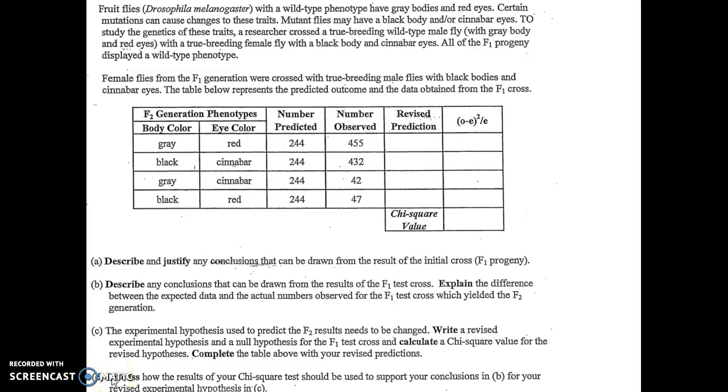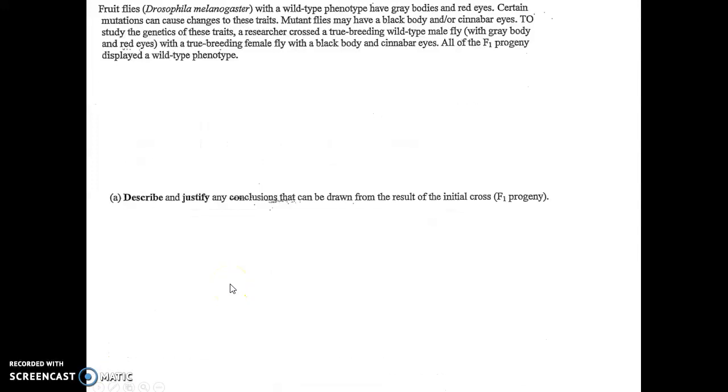Hey, this is a little description of how to solve this free response question. So here we go. Fruit flies with a wild type phenotype have gray bodies and red eyes, right? So gray and red. Certain mutations can cause changes to these traits. Mutant flies have a black body or cinnabar eyes.